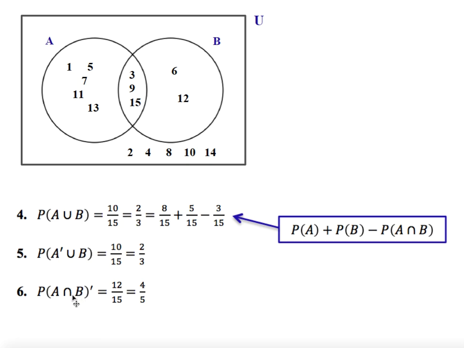Finally, the probability of A intersect B, the not of that. Well, hopefully it's pretty clear the intersection between these two sets is right here. And so everything that is not that would be the remaining 12 elements. And so that is starting to give you some sense of how to interpret the notation.